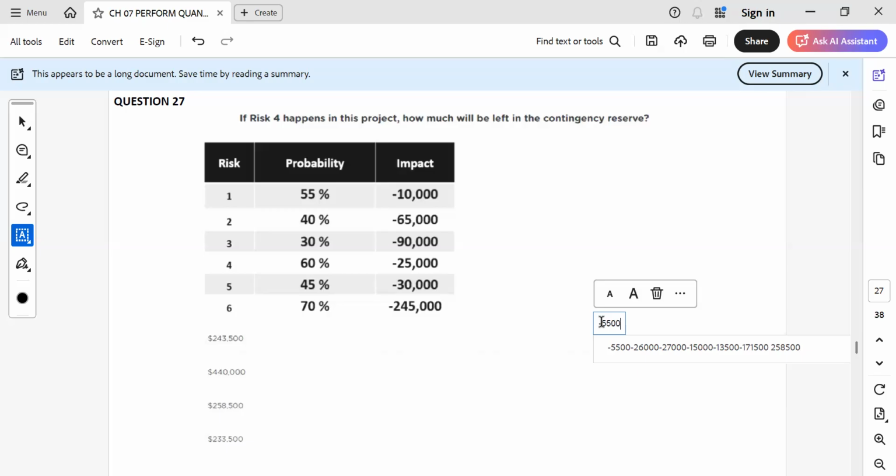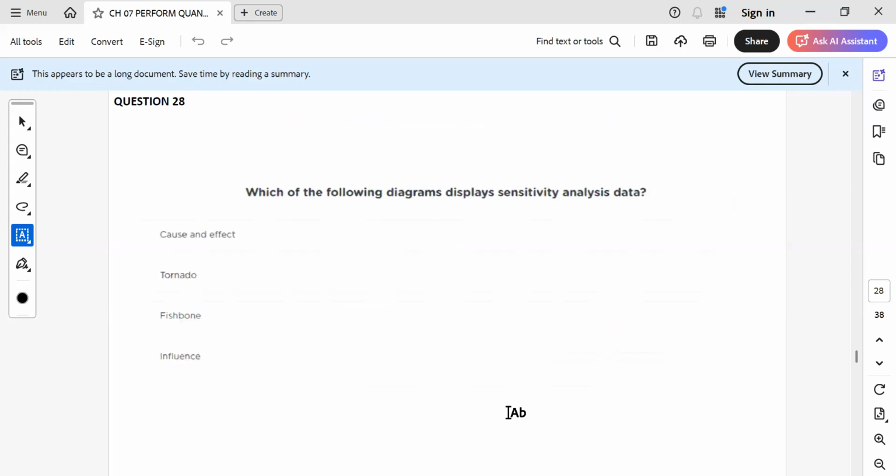And if risk 4 happens, the impact is minus 25,000, right? So I will deduct 258,500 minus 25,000, so that would be 233,500. Is it okay, sir? So this is the difference, Nadeem. If we are writing EMV, it will be minus 258,500. But if we are writing contingency reserve, it means dollar amount, and it will be positive 258,500.